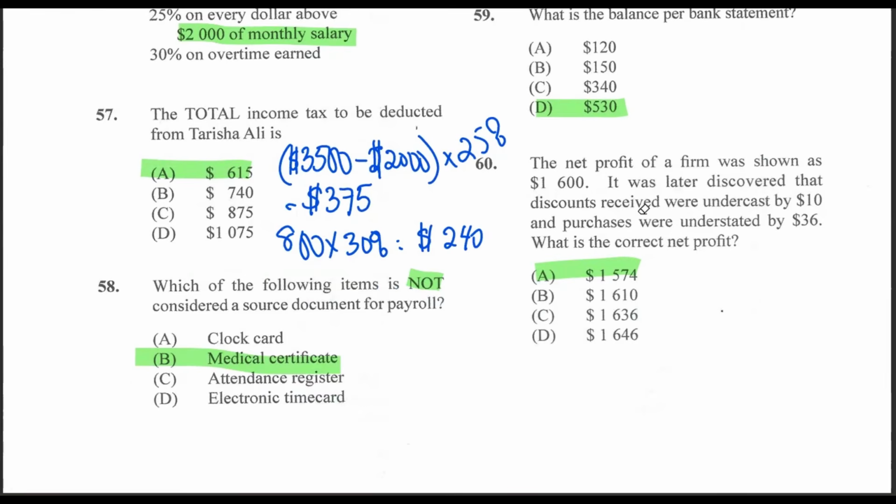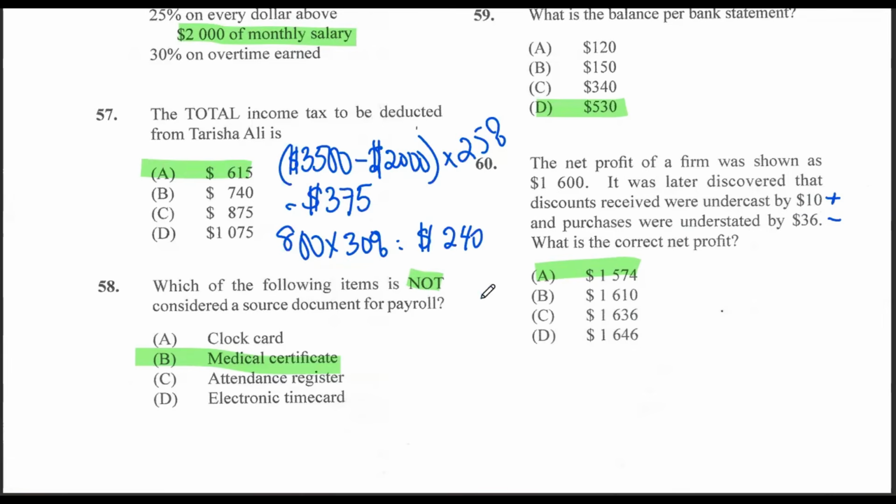It was later discovered that discounts received were undercast by 10 and purchases were understated by 36. What was the correct net profit? Now, discount received is a form of income. If this was understated, you'd have to add that back on. So 1,600 add on the $10. And well, if purchases were understated, it meant that the purchases was money being spent too little. So you have to subtract this here. So 1,600 add the 10, subtract the 36, that should give us a value of 1,574.